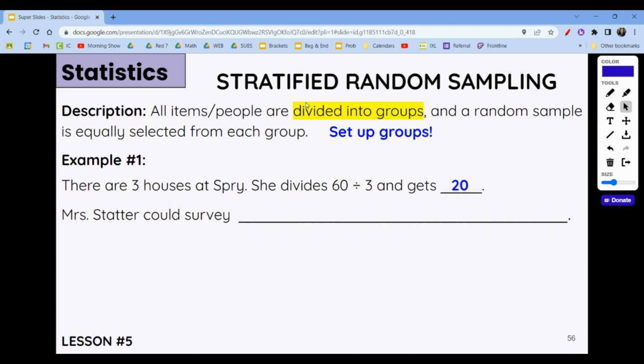So for a stratified random sampling, Mrs. Statter could survey 20 students from each house. She set up groups by house and she's going to select 20 students from each house.